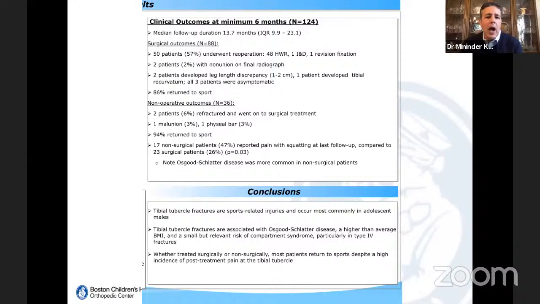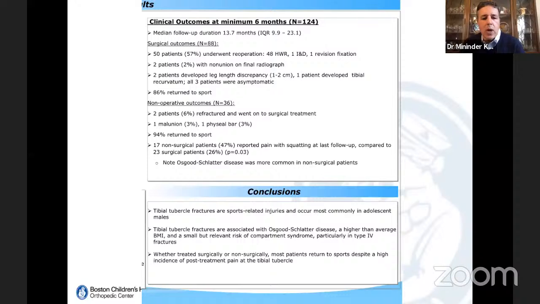Non-union was very uncommon. A leg length discrepancy or recurvatum was seen, but also was very uncommon. Return to sports rates were high, 86%, and in the non-operative treatment, which were lower energy injuries, 94% of these patients went on to sport.